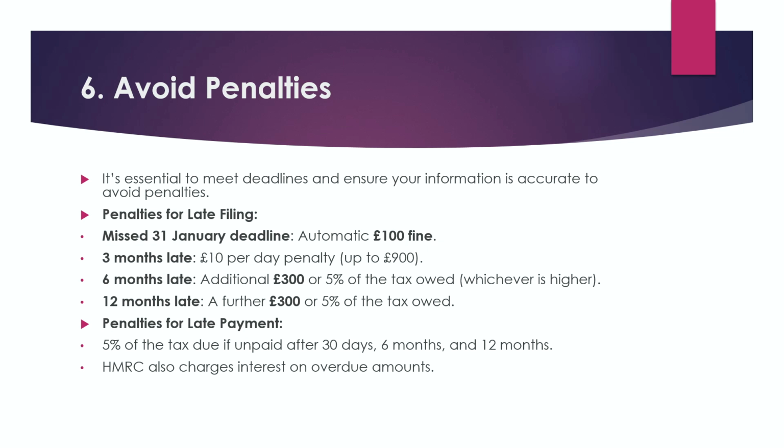6 months late, additional £300 or 5% of the tax owed, whichever is higher. 12 months late, a further £300 or 5% of the tax owed. Penalties for late payment. 5% of the tax due if unpaid after 30 days, 6 months, and 12 months. HMRC also charges interest on overdue amounts.